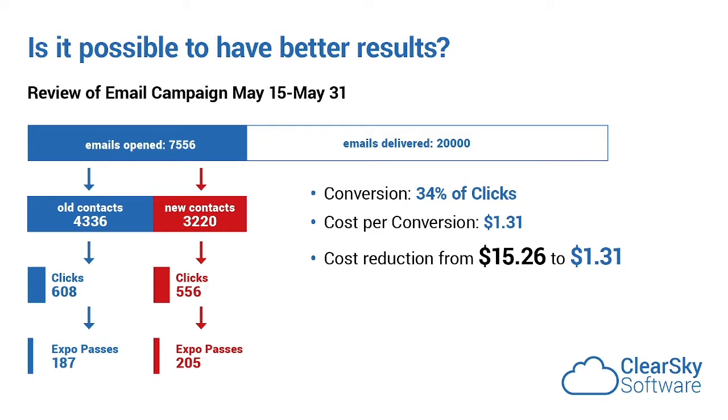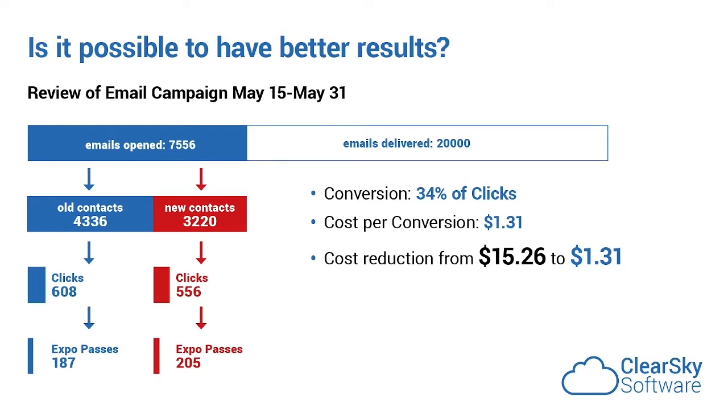Our old contacts, with whom we've had a previous relationship, who have come to more than one event, maybe they're a supplier, et cetera, numbered 4,300 people. And our new contacts, with whom we don't really have a very deep relationship, maybe they've signed up to the expo or inquired about something. So these were the results that we obtained. We got 608 clicks from 4,300 and 556 clicks from 3,200. And we generated 187 expo passes from our old clients and 205 expo passes from our new contacts.